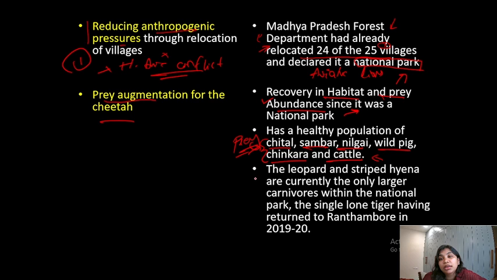The leopard and striped hyena are the only larger carnivores which can compete for the prey with this cheetah. Are you getting what I'm trying to say here? Along with the cheetah, leopard and the striped hyena will also hunt on these animals. So they were the other carnivores living in that region. There was a single tiger in this region, and that was moved to Ranthambore. Where is this Ranthambore? It is in Rajasthan. So the single tiger was moved to Ranthambore, Rajasthan in 2020. So what are the other carnivores that cheetah has to share the habitat with? They were majorly leopard and the striped hyena.